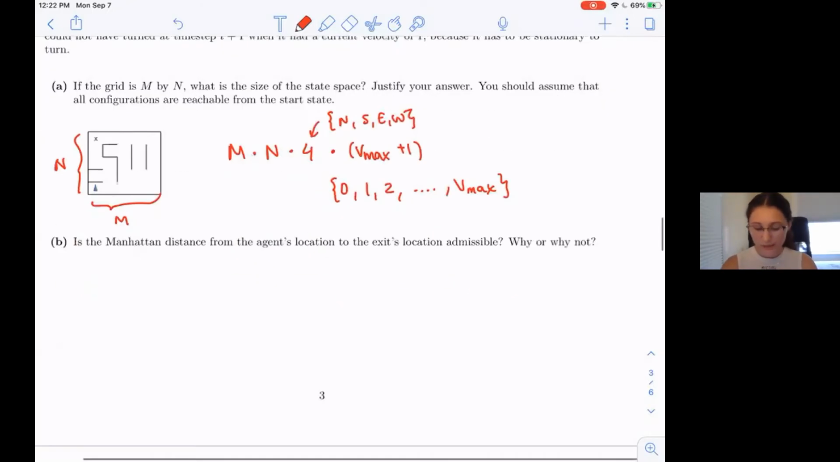Next question: is the Manhattan distance from the agent's location to the exit's location admissible? Why or why not? So far in a lot of the lectures and the projects, we've seen a Pac-Man type of world. In that case, Manhattan distance was admissible. But let's think about if that's admissible now for this agent that gets to accelerate and decelerate, change its velocity.